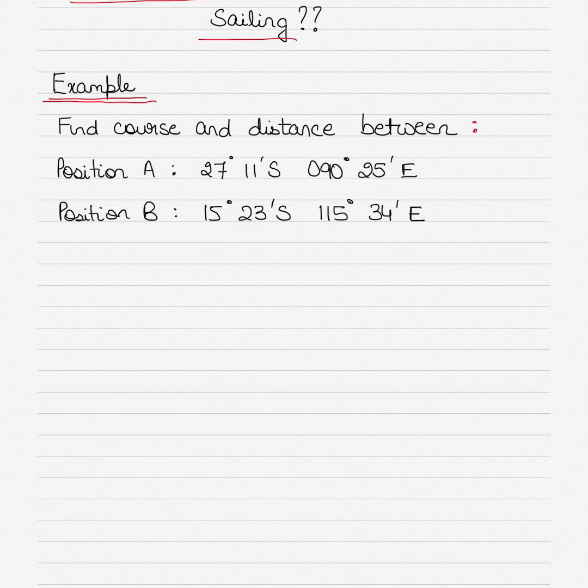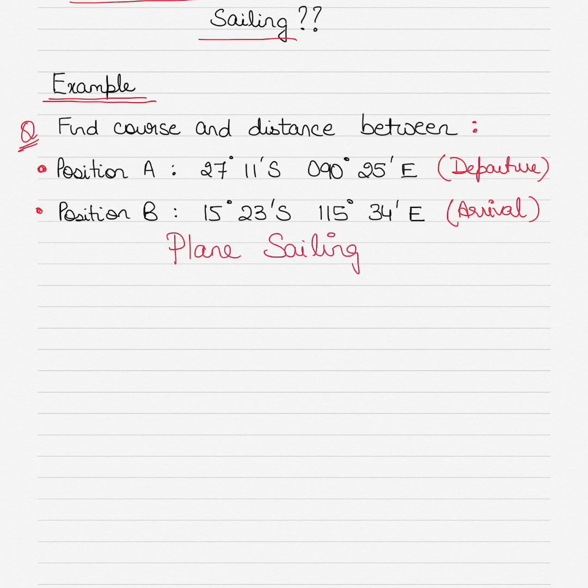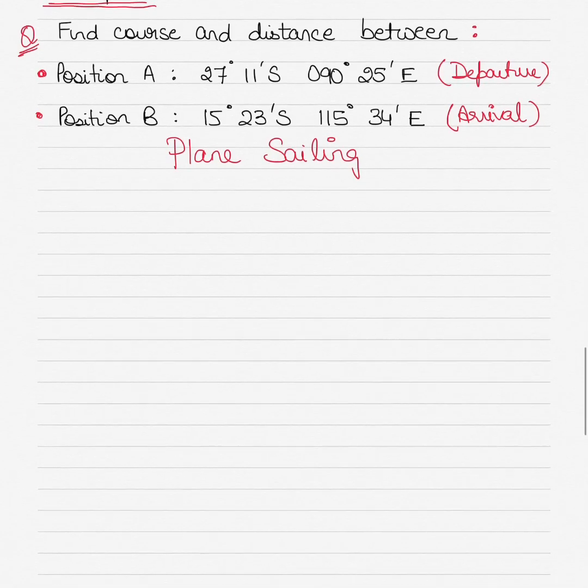All right, so here the question is that you have to find the course and distance between position A, which is the departure position, and position B, which is the arrival position. You have been given these two positions, and now you have to find the course and distance between them, and you have to use the concepts of plane sailing. This is what the question says. And now, for example, if you have not been given the formula, and you are struggling to remember it, or you are not very sure, how do you go about deriving the formulas yourself?